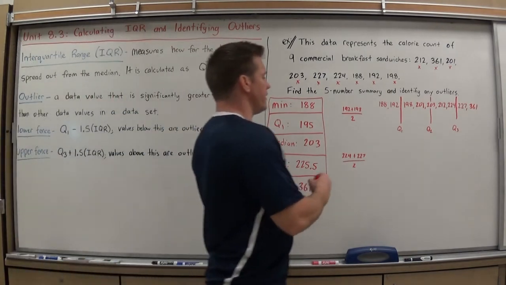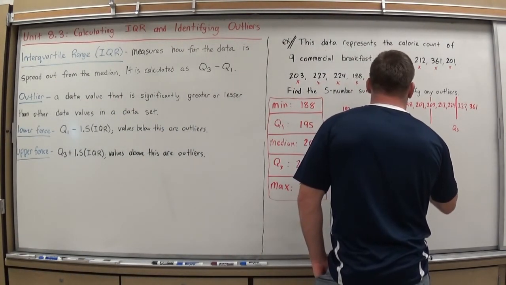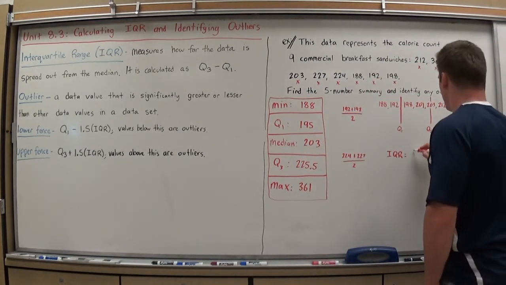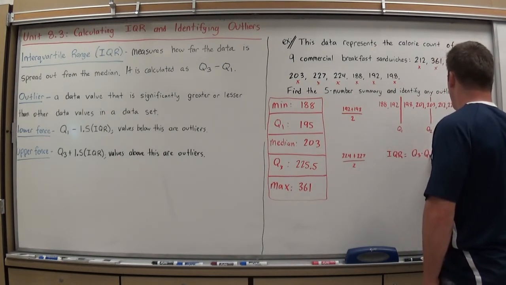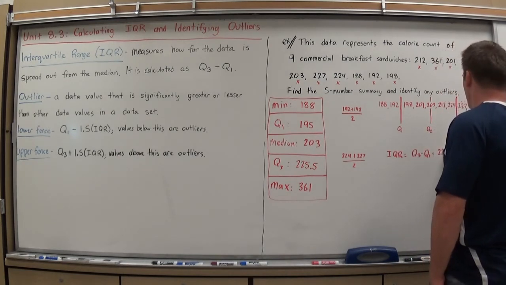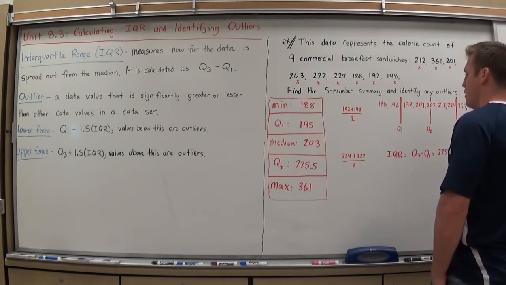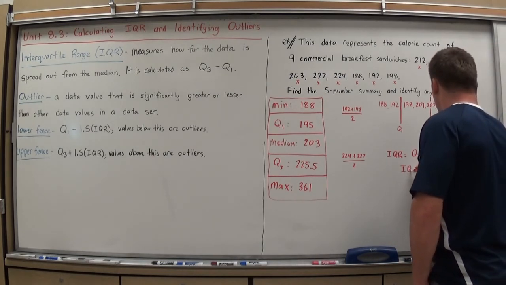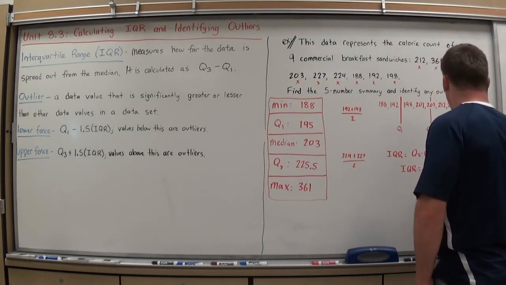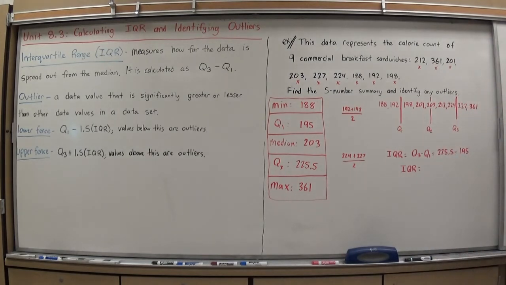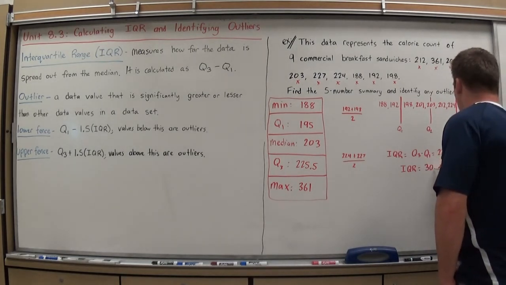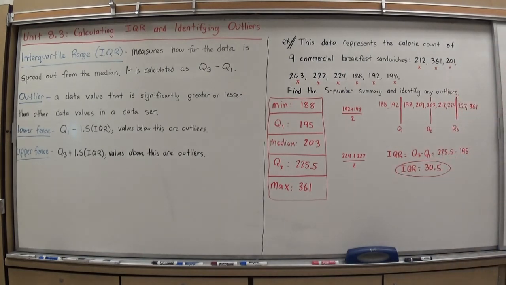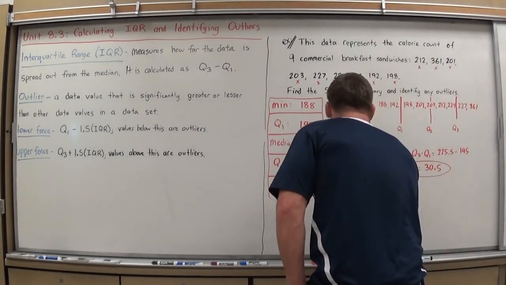So to find the outlier, I need the interquartile range, the IQR. We said that's found by subtracting Q1 from Q3. So 225.5 minus 195. 225 minus 195 would be 30.5. And now I have my interquartile range, which I can then use to find my upper fence and my lower fence for determining an outlier.